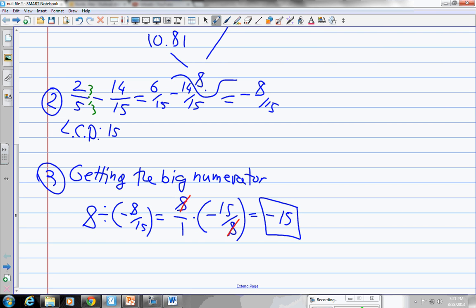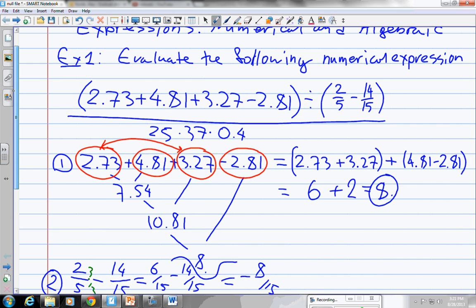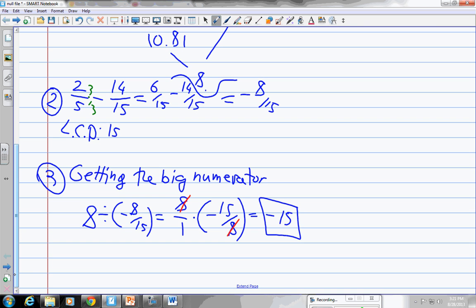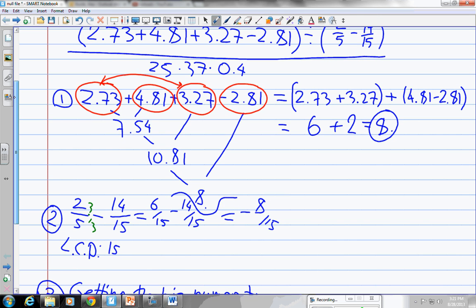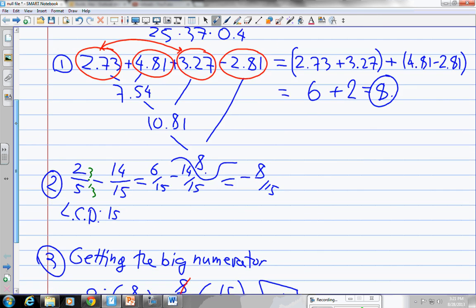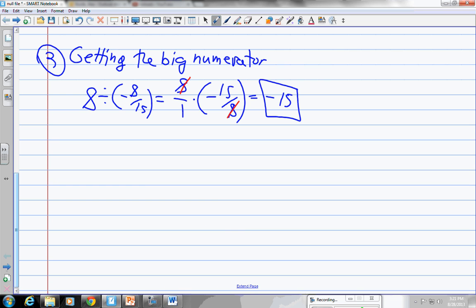So that big ugly numerator, that big ugly thing on the top, collapsed into negative 15. Isn't that cute? Look at that. That big thing. Happy. All right. So that's our numerator. Now let's get the denominator out of the way, because that one is not friendly.